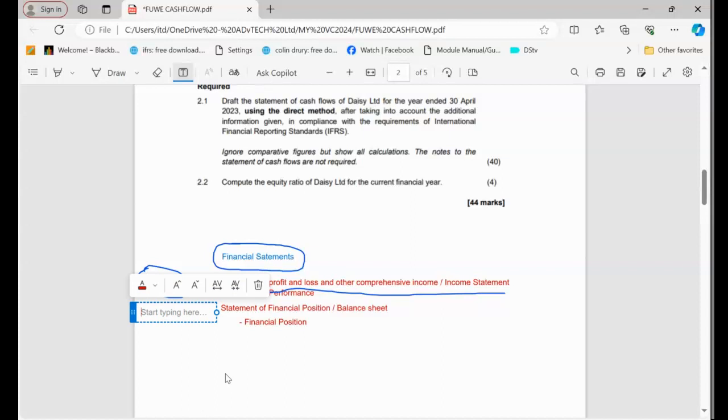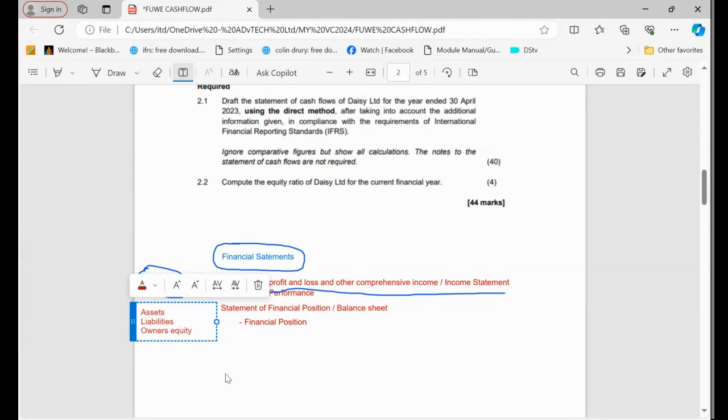Now, let's talk about the statement of financial position, also known as balance sheet. I think when you did your basic accounting or introduction, you did something called the account equation. The account equation is a shorter version of the balance sheet. Here we only need assets, liabilities, and owner's equity. Or you can just call it equity, it doesn't matter.